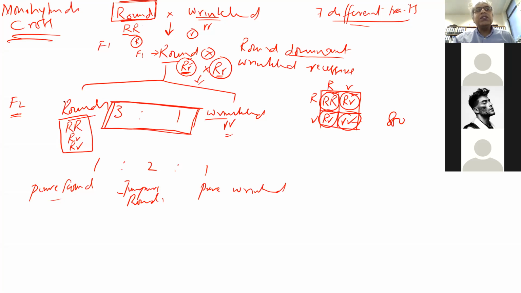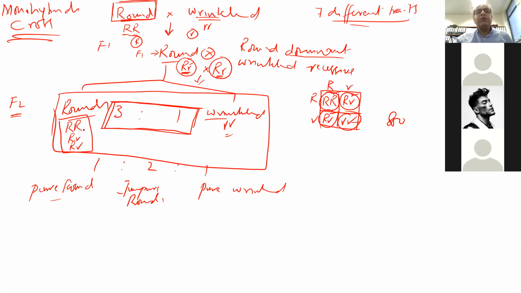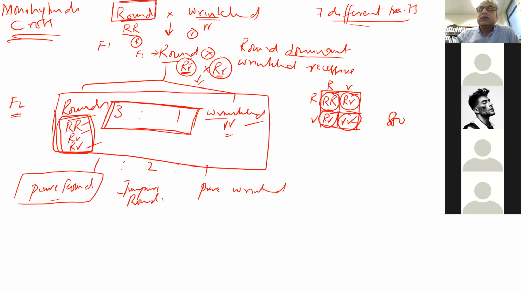Now, when he took these F1, F2 randomly, you pick all of them randomly, what he discovered is that I get one pure round. Which one of all of them will be pure round? Capital R, capital R. Very good. So this is the pure round. These two are definitely, when you grow them, like this progeny.